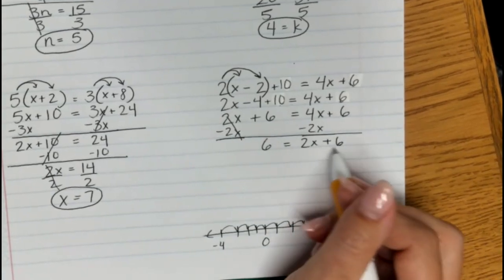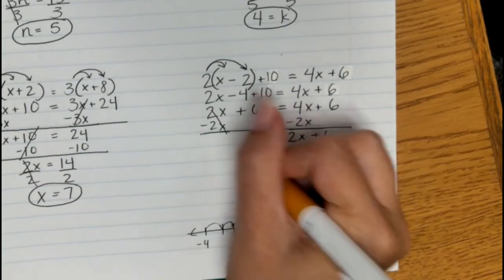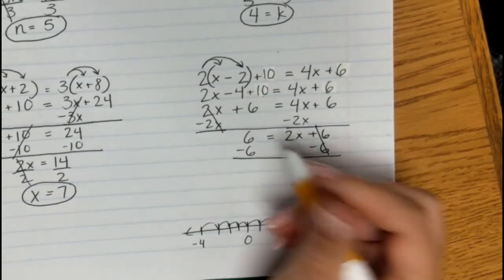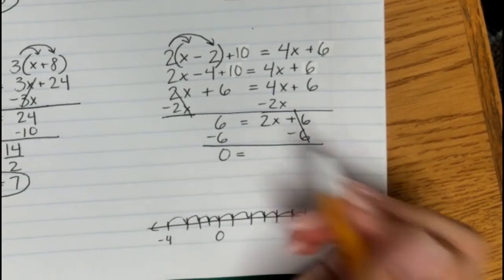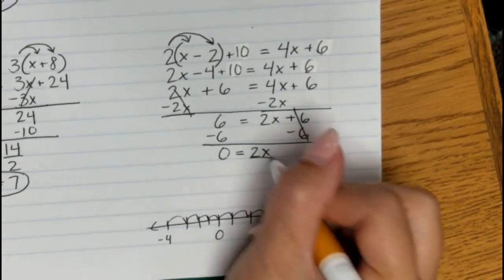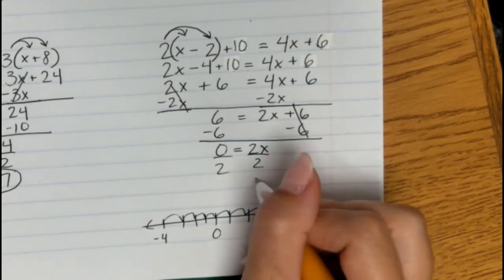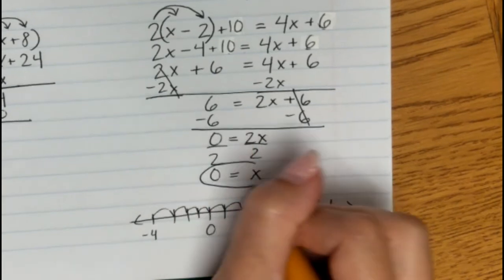All right, so now I want to get rid of this other number because my goal is to get x by itself, so let me subtract 6 on both sides. 6 minus 6 is 0. And then I still have my 2x on the right side. I divide by 2, divide by 2. 0 divided by any number is 0, so x was 0 all along.